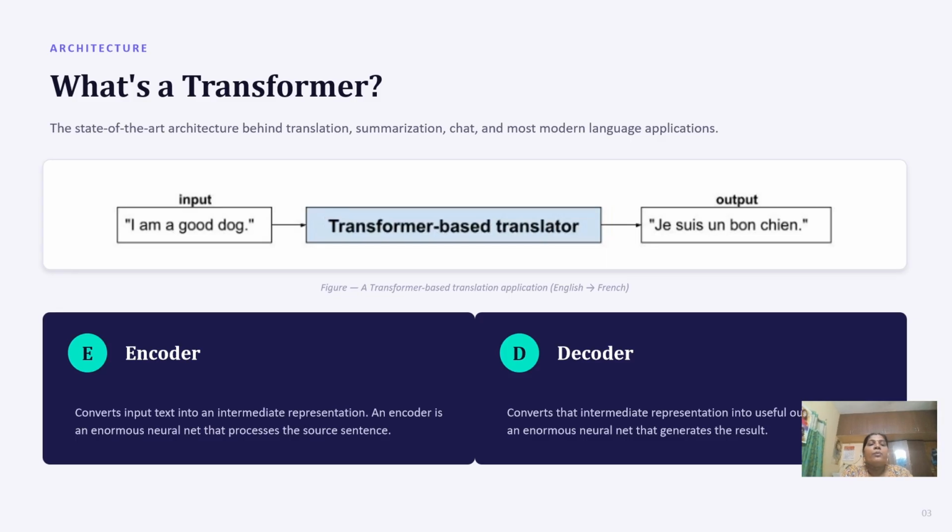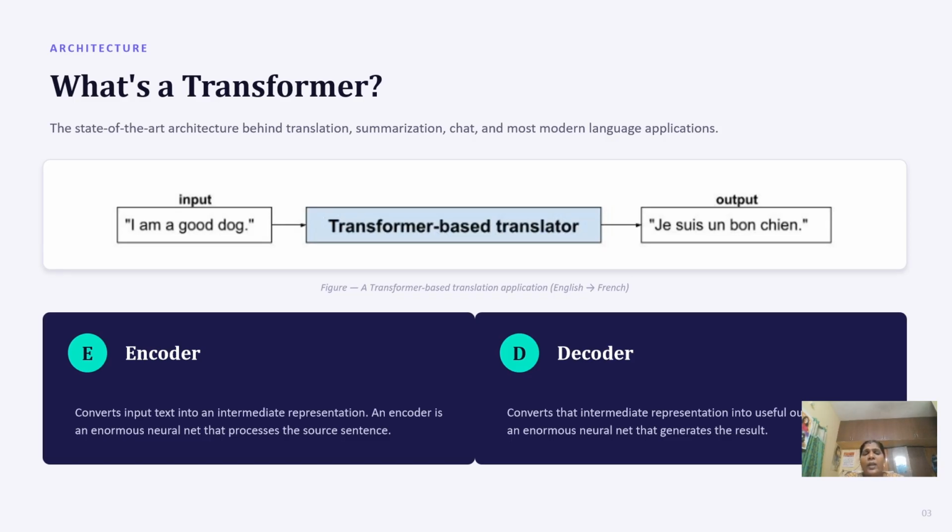So you can input a given sentence, and you can go for a translation, or you can go with a summarization of the text, or you can have a kind of question-answer chat with LLMs. So it is nothing but a transformer. The architecture is a transformer, and the transformer architecture is again categorized into two types. One is the encoder and another is the decoder.